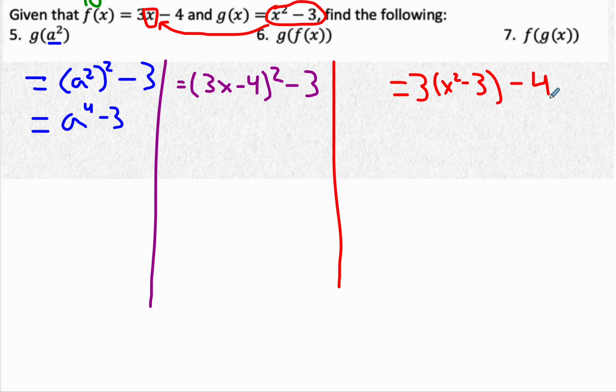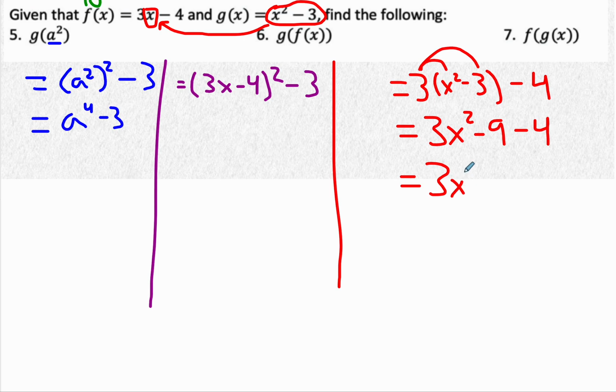minus the 4. And this one, since the binomial isn't being squared or anything, it's just this 3 out in front of it, we can go ahead and distribute that and simplify. So 3 times x squared is 3x squared. 3 times negative 3 is negative 9. Then the minus 4 comes down. Okay, so we go ahead and do that because we have some like terms we can combine here. Then negative 9 and negative 4 makes negative 13.